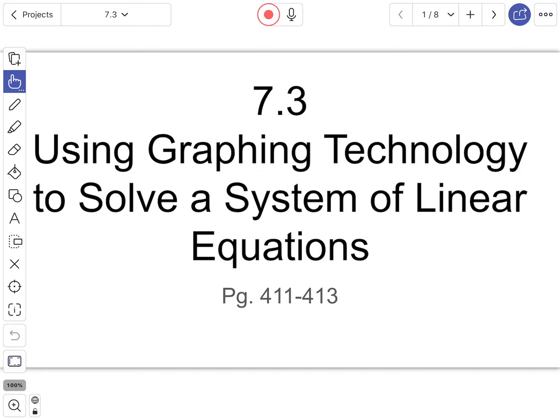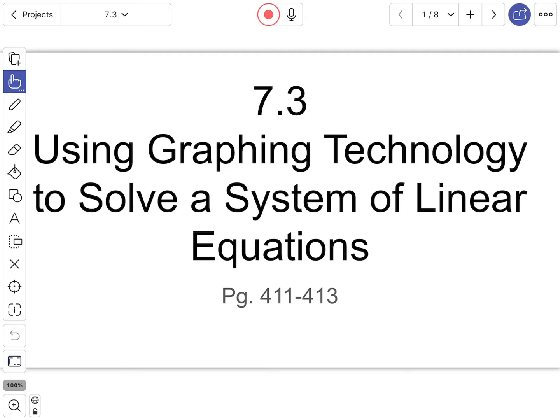All right, so we're going to take a look at 7.3, which is using your graphing calculator to solve our system of linear equations. This is particularly helpful when we have large numbers. So our graph would have to be really big, and our scale, we may not be able to pick out that it was 73 on a scale that goes up by 25s.